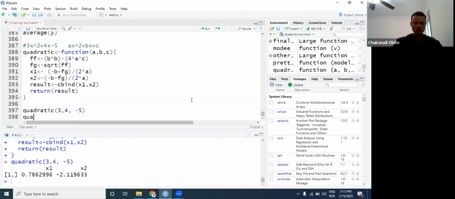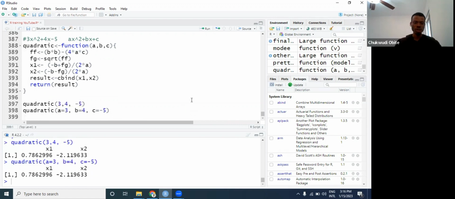Or you can do it this way, quadratic. You can do A, to be more specific so you don't make any mistake. B is 4, I'm using line 387 to get my A, B, and C is minus 5. Run, I think we got the same answer. Now I don't need to bother myself writing the same code to look for a quadratic equation. I just wrote a simple code and it gave me a quadratic equation.